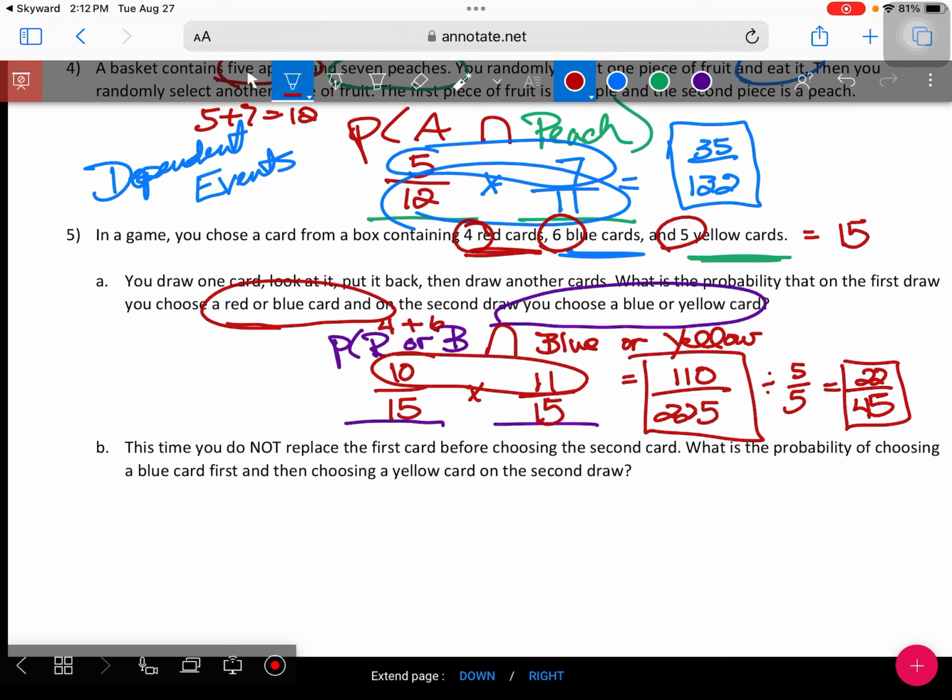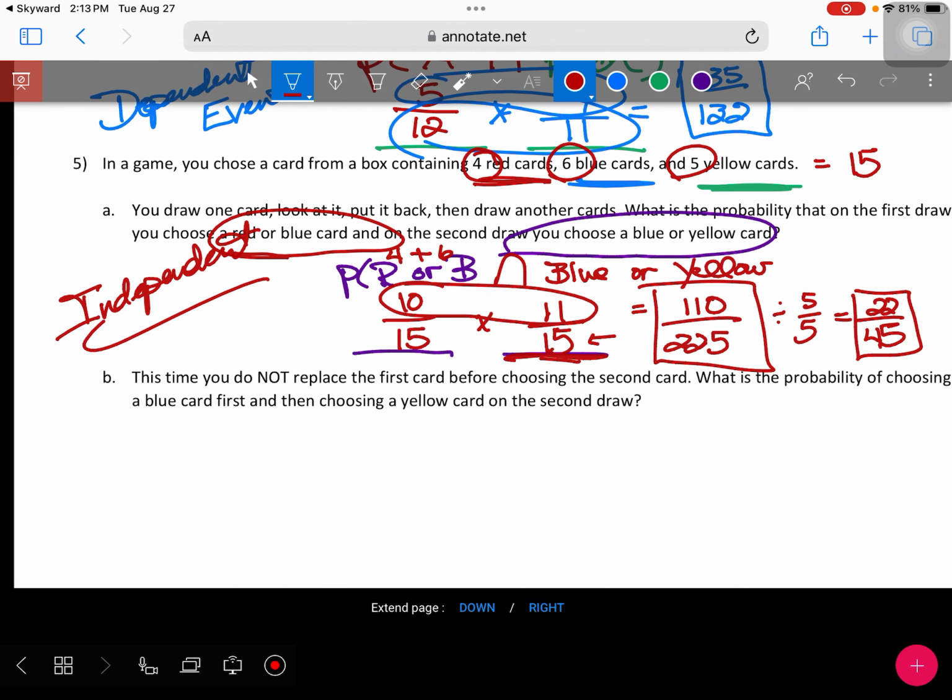Are these independent? When I draw that second time, is it just kind of like I drew the first time? Yeah, it didn't affect it. So these are independent. Does everybody understand how we get that? If you end up with the same number of cards in your total, that's probably meaning it's independent.